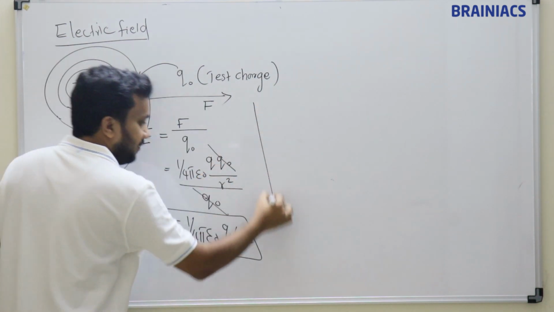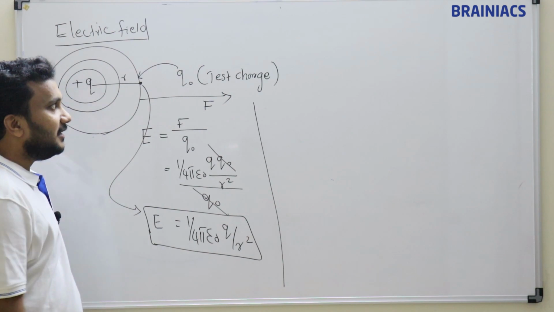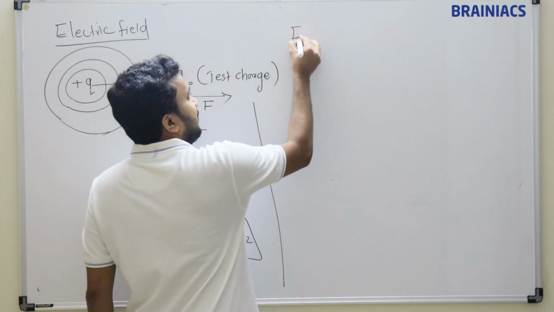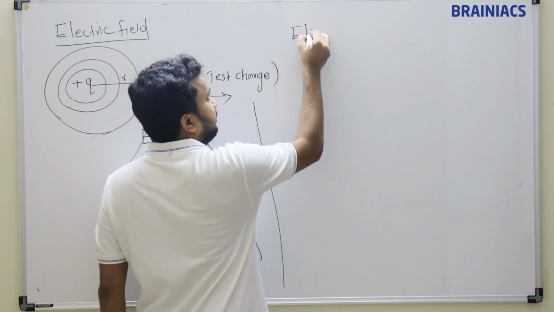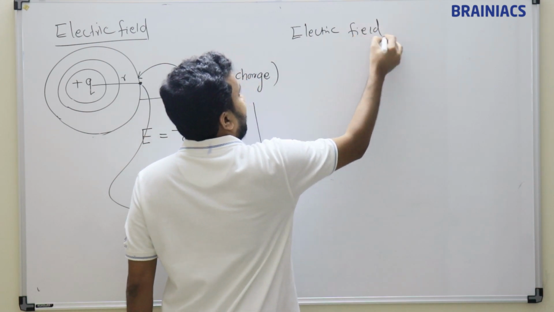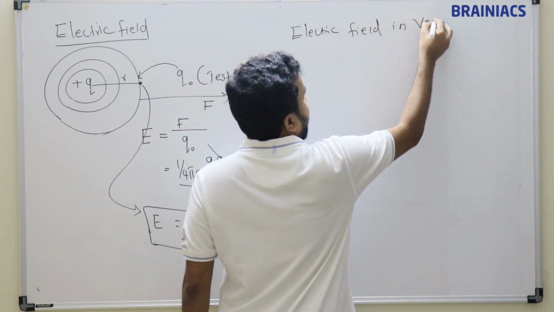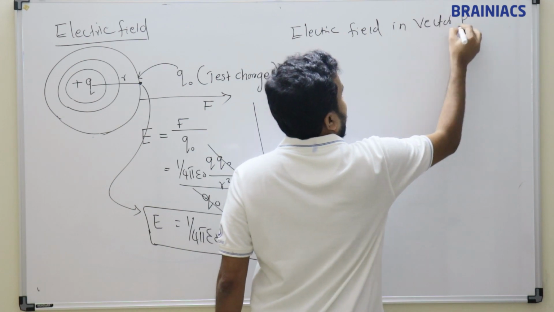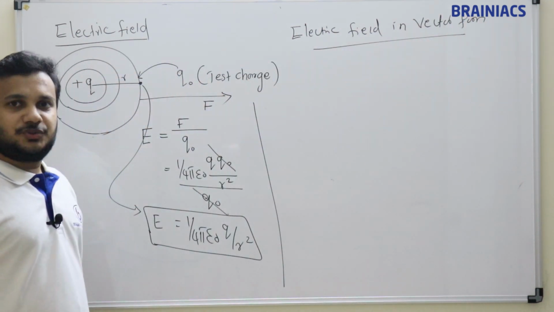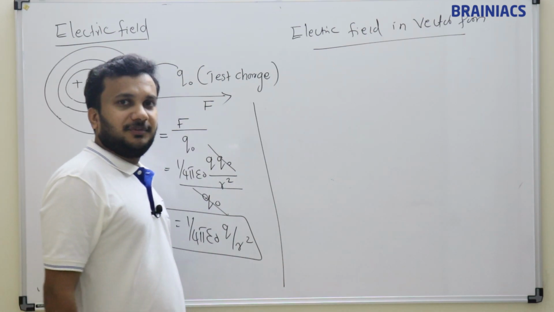Okay, so hope you understood what is called electric field intensity. We'll move to the next part. So write the next heading, electric field in vector form. We are going to see what is the vector form of electric field.